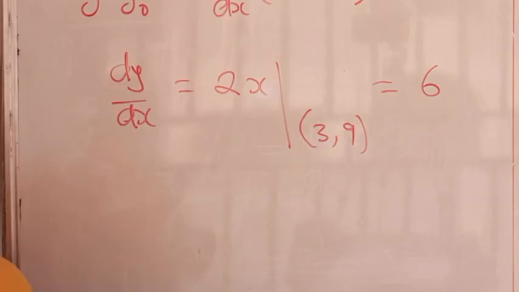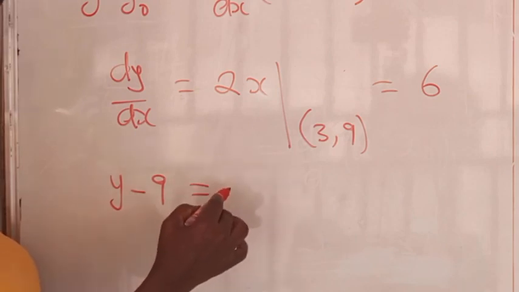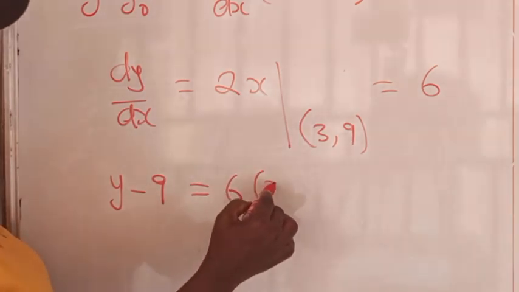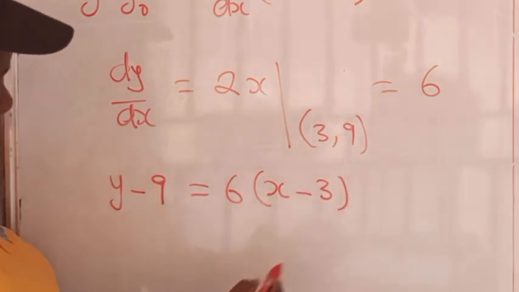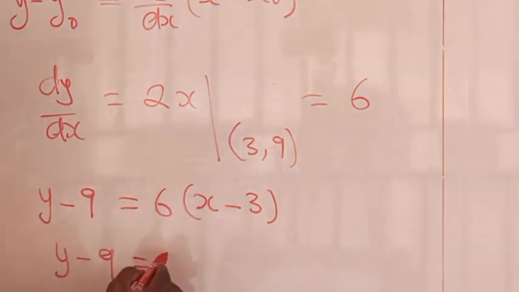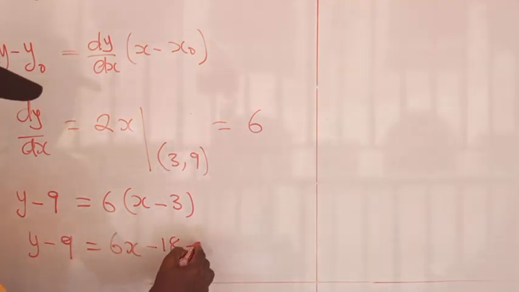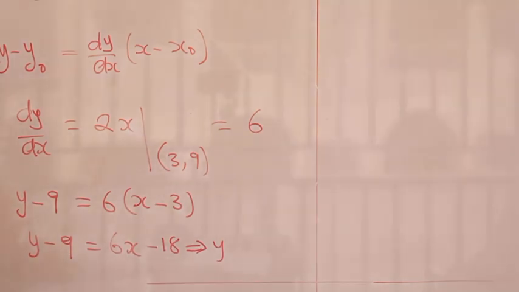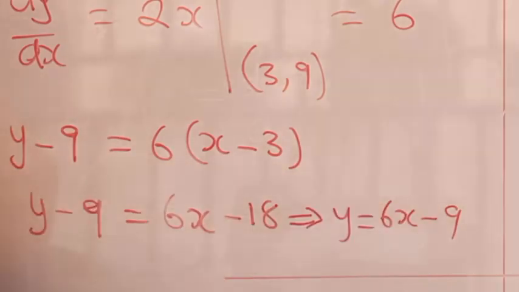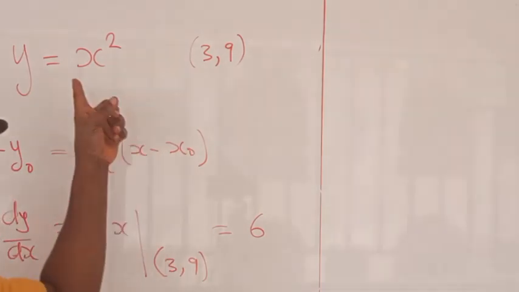All right. So you have that the equation will be y minus y naught, which is 9, equal to 6 into x minus x naught, which is 3. So we have y minus 9 is equal to 6 times x, which is 6x, 6 times minus 3 is minus 18. This implies that y is equal to 6x minus 9.